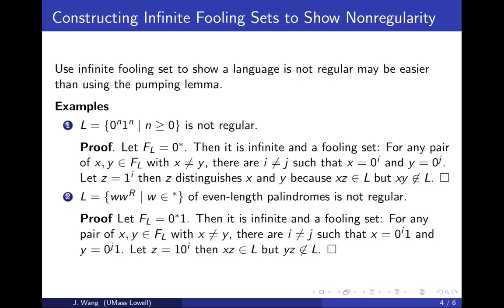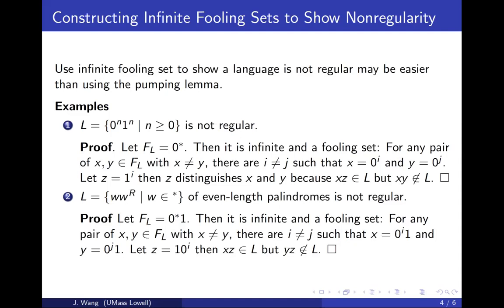So now here we can see some examples. For instance, the first example is the one we used when we talked about the pumping lemma, that L is equal to 0 to the n followed by 1 to the n, for any n greater than or equal to 0. We know it is not regular.